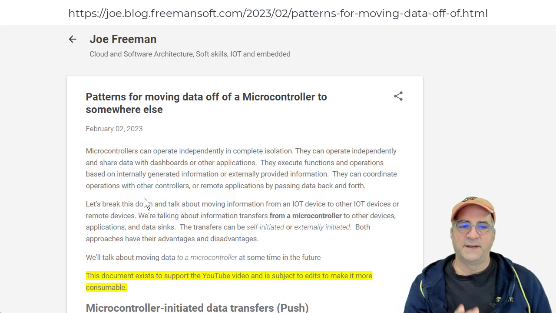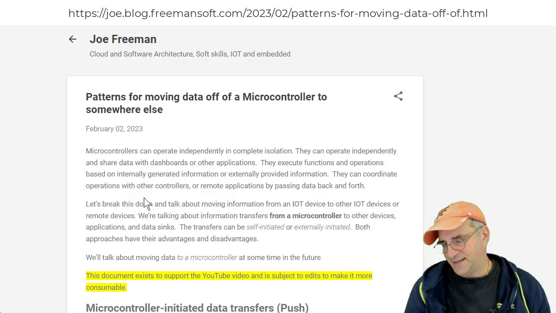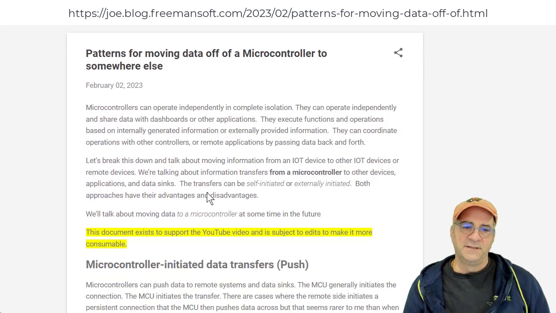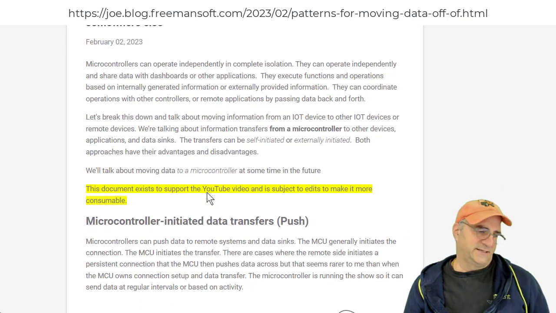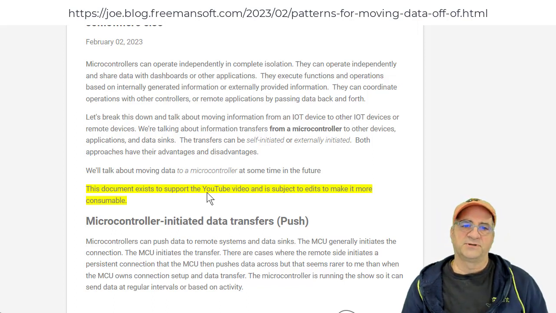So now we're talking about getting data off a microcontroller and sending it somewhere else. This might be obvious, but there are a couple of different patterns, and we're going to try to cover them in the less than 10 minutes we usually take. Basically there are two ways to get data. Well, there's more than two, but let's bucket them in two ways. One is a push model, and the other is a pull model.